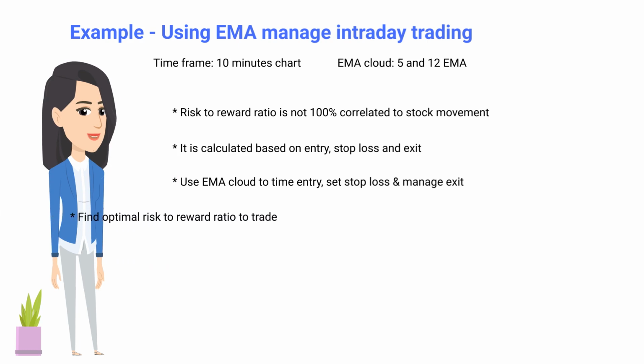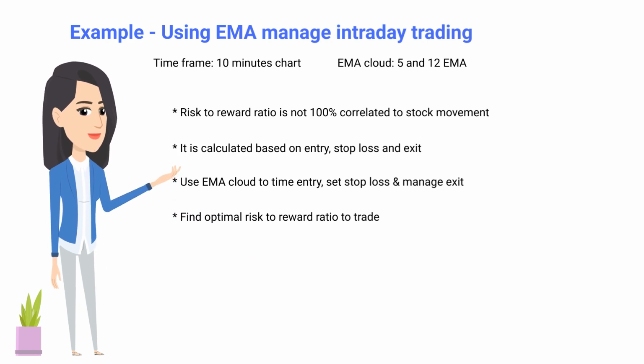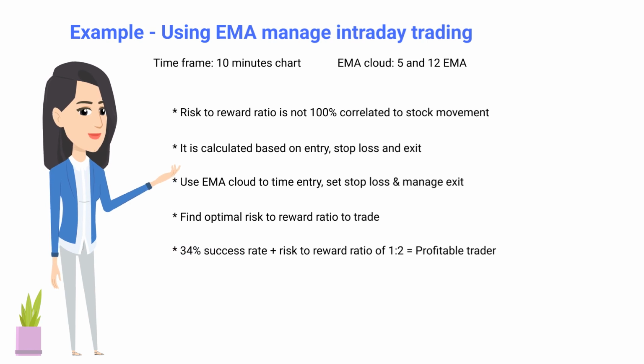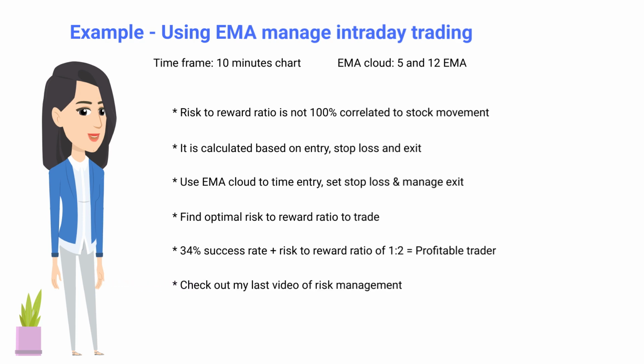It is important that you find the optimal setups that match your risk to reward ratio before entering a trade. Remember, you only need to achieve a 34% success rate to be profitable if you can maintain your risk to reward ratio at 1:2. If you want to further understand success rate and risk to reward ratio, please check out my video on risk management.